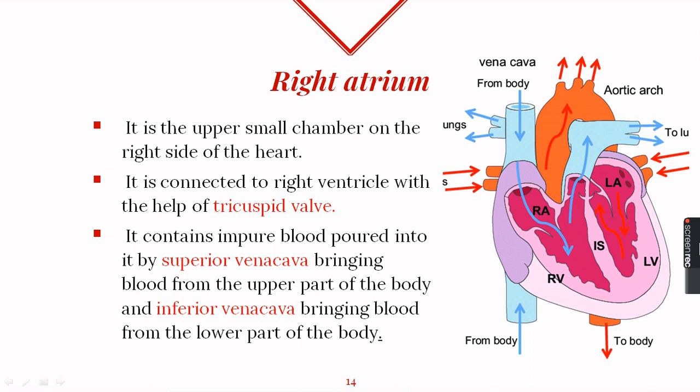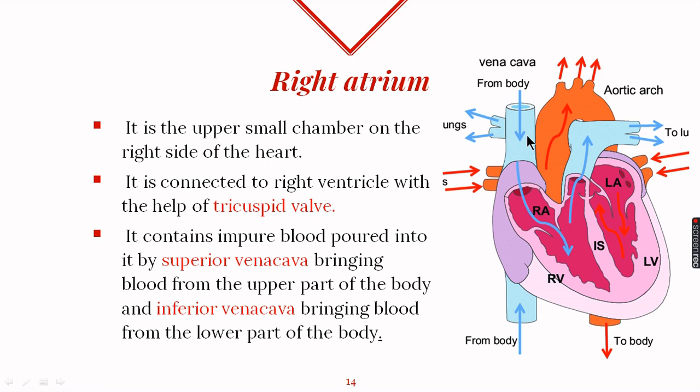The right atrium is the upper small chamber present on the right side of the heart. It is connected to the right ventricle with the help of a valve called the tricuspid valve. This valve allows the flow of blood only in one direction, that is from the right atrium to the right ventricle. Blood can't flow back from the ventricle into the atrium.